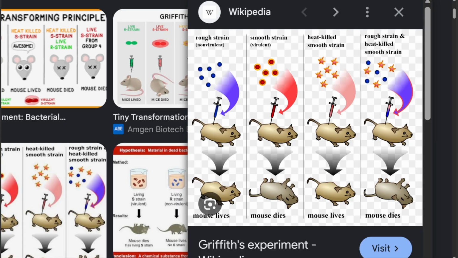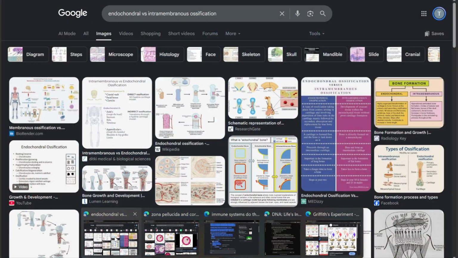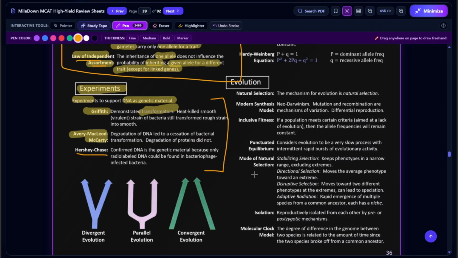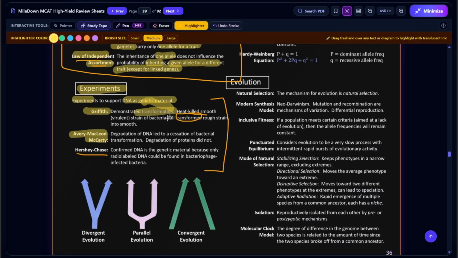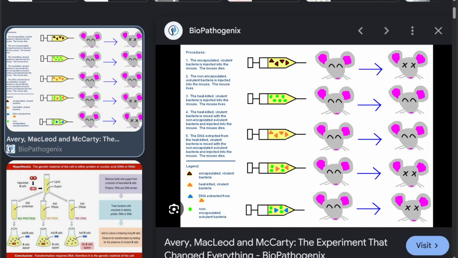That's why we see on this one, it's called transformed, or transformation. I'm going to highlight that word because it's important. And then now we're going to go into Avery, MacLeod. The Avery, MacLeod, and McCarty experiment is very similar. They asked the question: what exact chemical inside of that dead bacteria was actually causing that transformation? So they're basically building on top of Griffith.